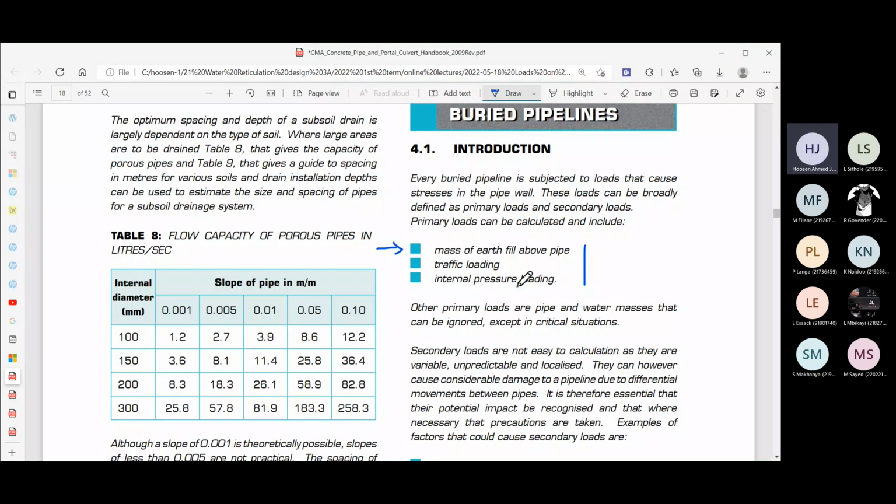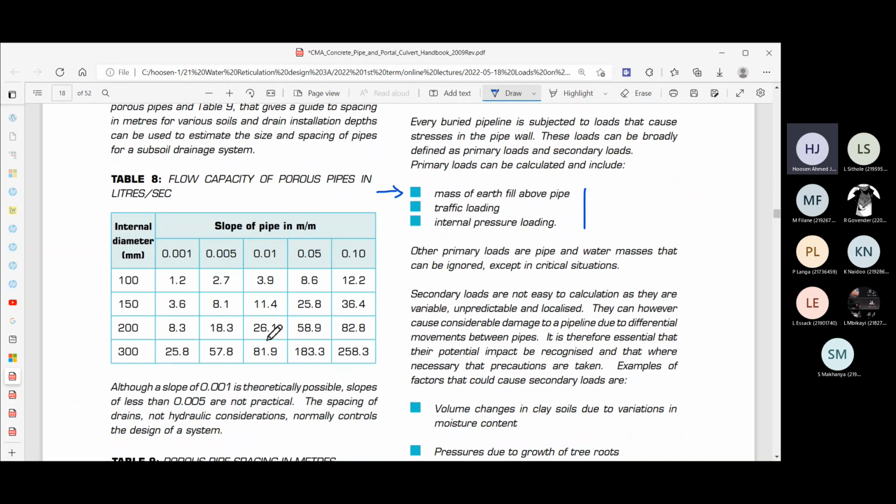The internal pressure will come out from your hydraulic design, and that's where you would determine what the internal pressure in the pipeline is, and then there are simple formulas to check the stress in the pipe, and then you compare it against the allowable stress, depending on the material that's being used for that particular pipeline. Right, so of course, all our efforts in this module will be directed towards this first one: the mass of earth fill above the pipeline. What load will that transfer to the pipeline?